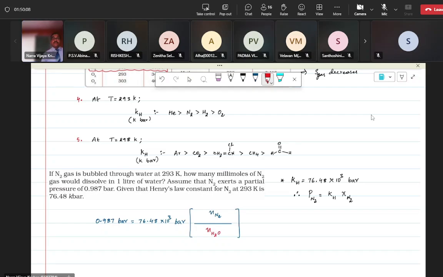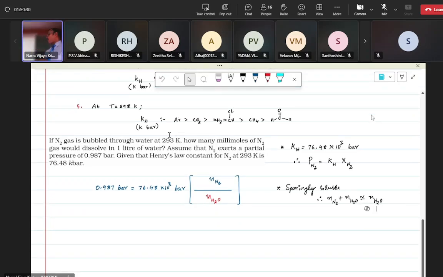Any questions, sir? Sparingly soluble. Therefore, N of N2 plus N of H2O is approximately equal to N of H2O. Will you understand? Sir, I want a 100% accurate answer. Then you are heading there. Solve it. You want a 100% accurate answer? Then substitute N of N2 and N of H2O, and you will get a quadratic expression. Find the roots of that quadratic expression and find the answer. Your choice. Tell me, what is the number of moles of water?